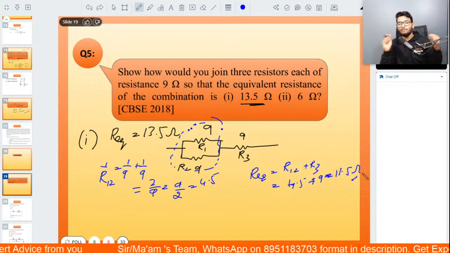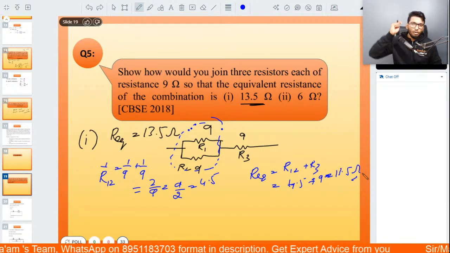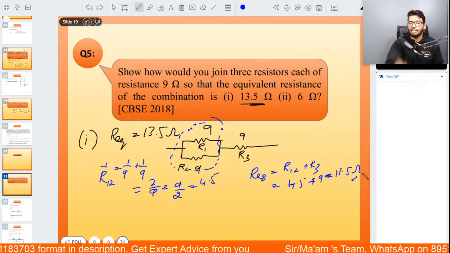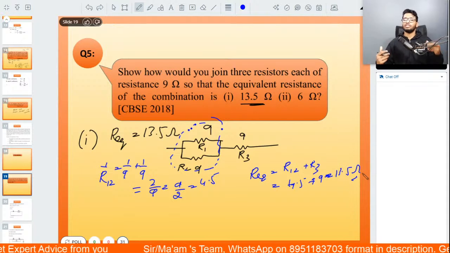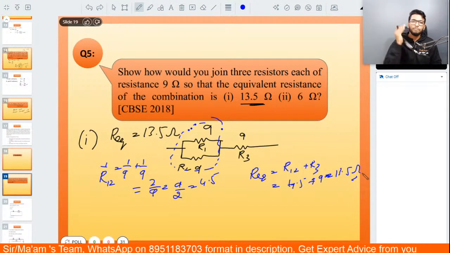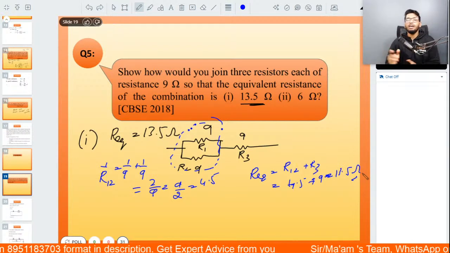Very straightforward, very simple, very important. There's a very high probability that these kinds of questions can appear in your boards, because it's a practical application based question. And since CBSE is slowly turning towards application based questions, this or similar questions might come in your boards.